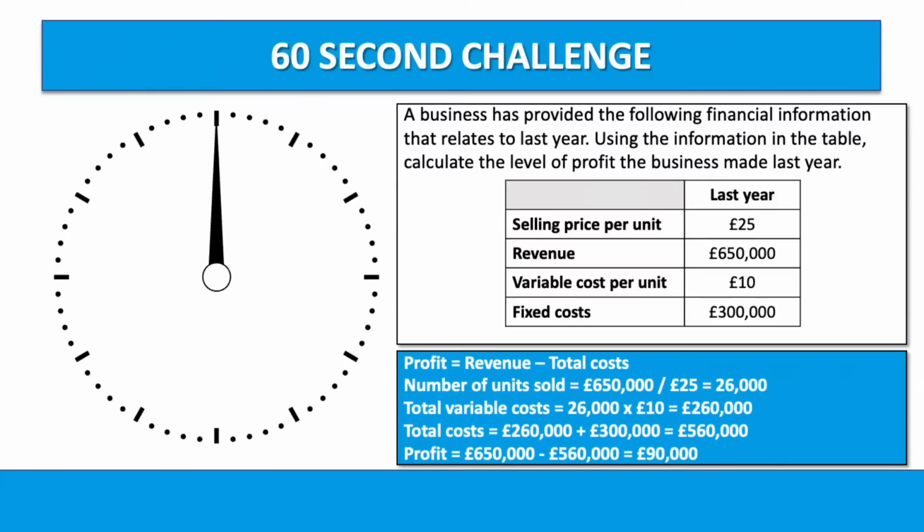If we're talking about break-even output, of course, it's a number of units. So just try to be clear. We start with the formula again. Profit is revenue minus total costs. So profit is revenue minus total costs.